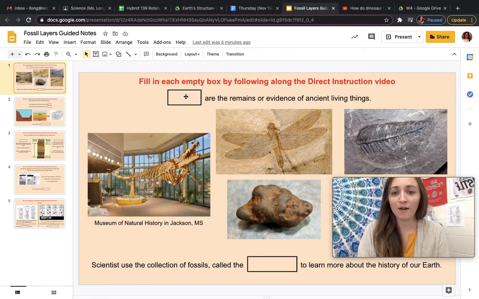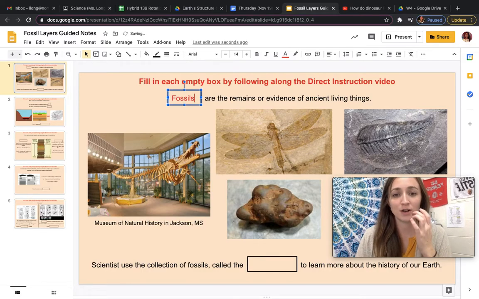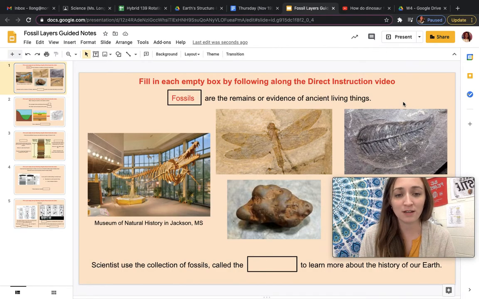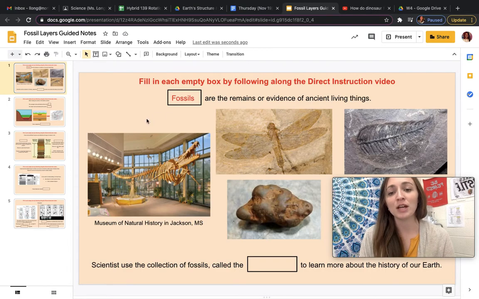What are they? Fossils are just the remains or evidence of ancient or super old living things. So, this is just a piece of evidence that shows that millions of years ago, this thing was living on the earth. So, it's typically going to be bones, like in this big skeleton here, and this is actually in a museum in Jackson, Mississippi. So, we have a lot of fossils you can see even in this state. So it's usually going to be like the bones or a skeleton.